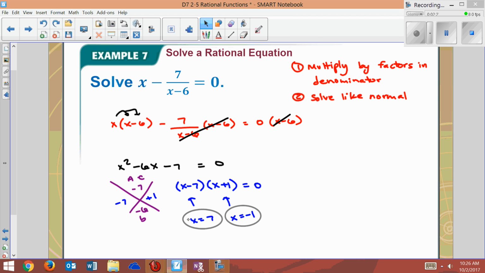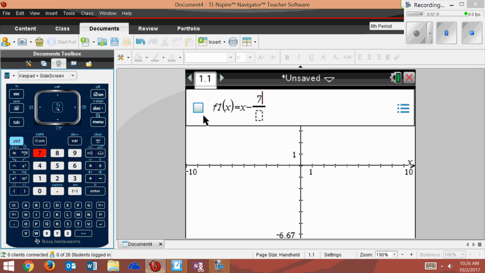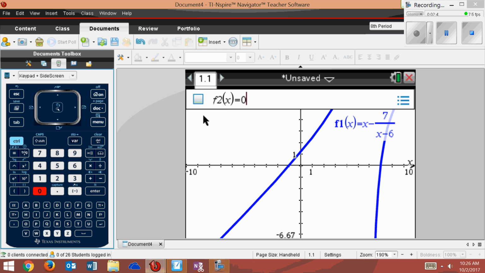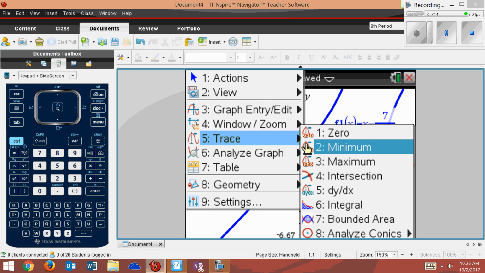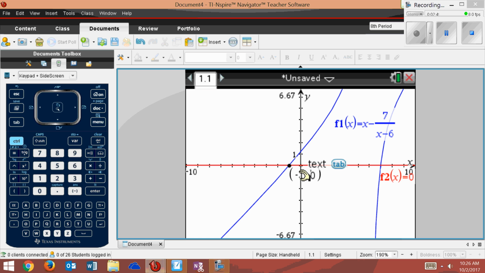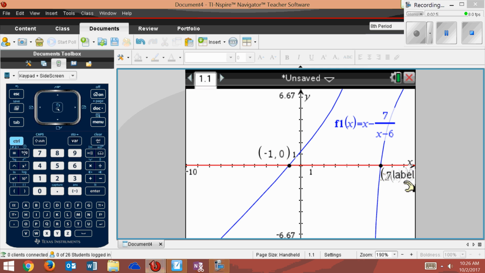Another easier way of doing this is just graph it. If we go over to graph, we type this in, we would have x minus the fraction with 7 over x minus 6. And then for y2, you put in your other equation, which is 0. And then you would just find where they intersect. Analyze graph, you look for the intersection here. And we're also going to do the intersection menu, analyze intersection on that spot. Those are the answers, and they're both good answers.